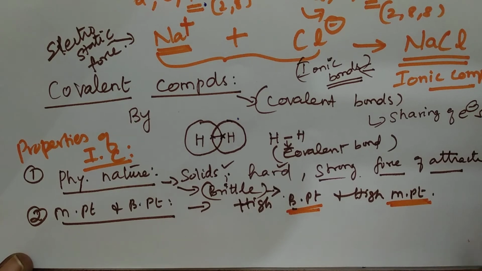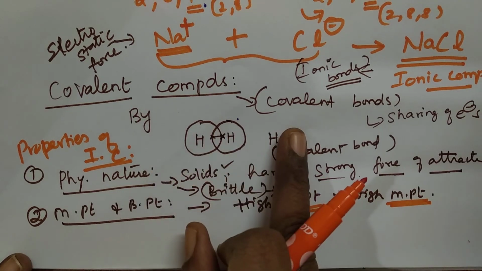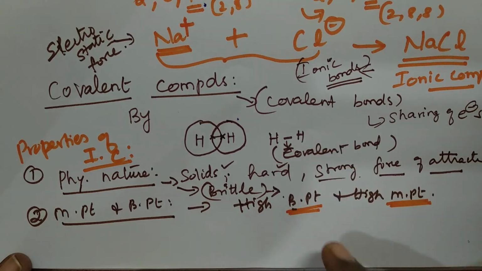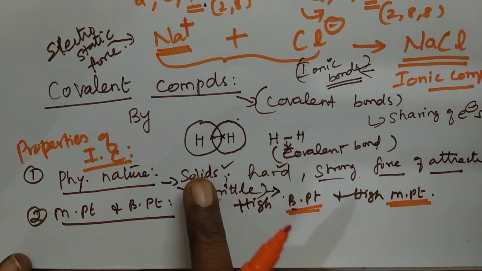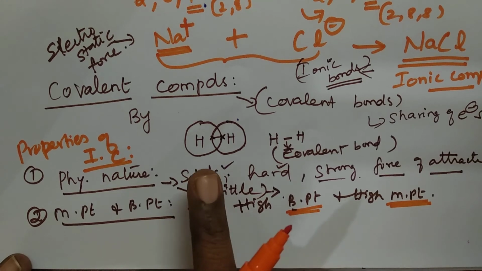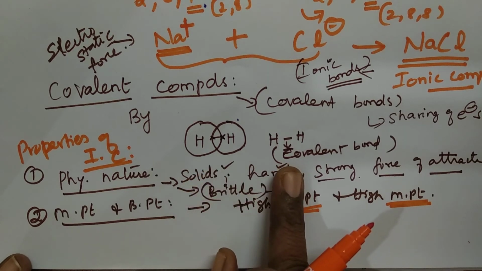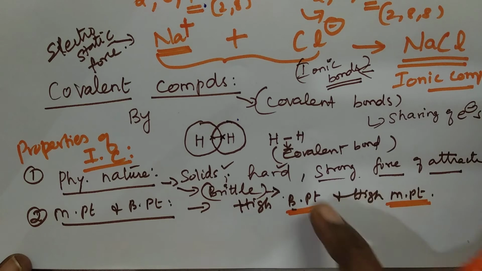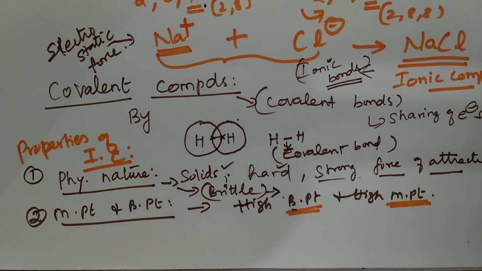When you compare to covalent compounds, covalent compounds do not have that high a boiling point and melting point. They are solids of course, but they are not hard in nature. There is no strong force of attraction. So you can learn it as just the opposite.